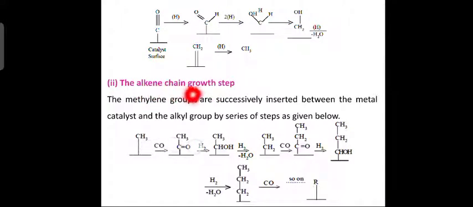The second step is called the alkene chain growth step. The methylene groups are successively inserted between the metal catalyst and the alkyl group by a series of steps. You can see here a number of steps are involved where methylene groups are introduced. Now the product of a step, that is CH3, will combine with carbon monoxide giving COCH3. CO gets added. This will combine with hydrogen molecule to give CH3CHOH, so that you get CHOH and CH3. This will once again combine with hydrogen to eliminate a molecule of water to give what?